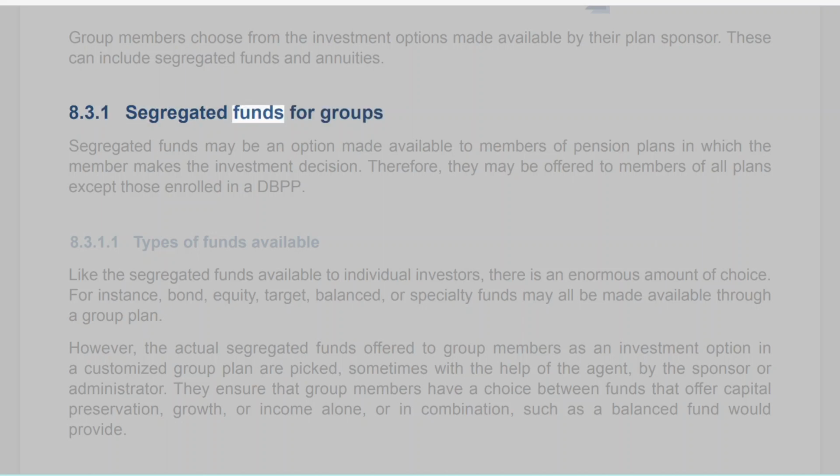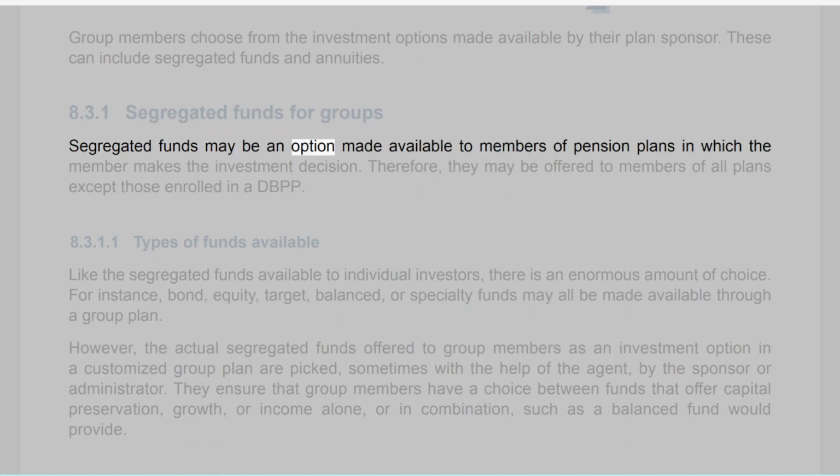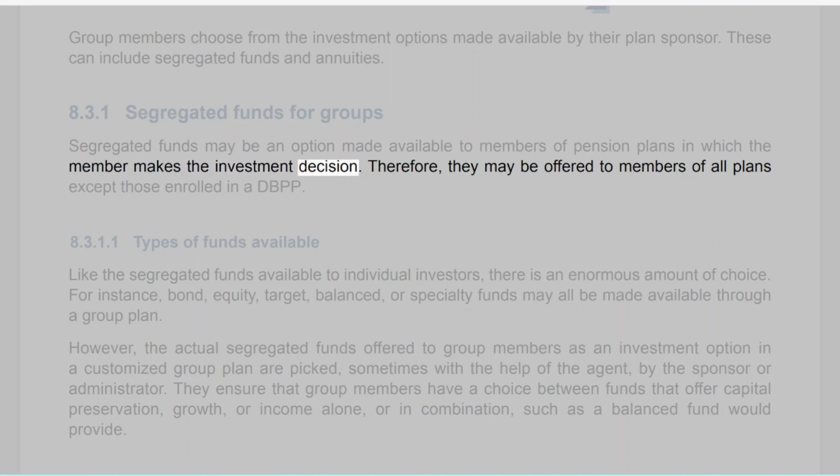8.3.1 Segregated Funds for Groups. Segregated funds may be an option made available to members of pension plans in which the member makes the investment decision. Therefore, they may be offered to members of all plans except those enrolled in a DBPP.